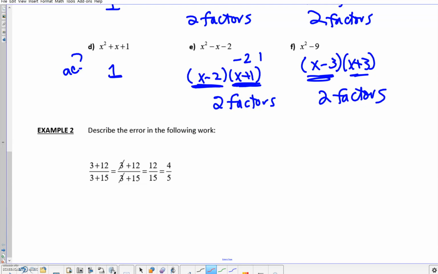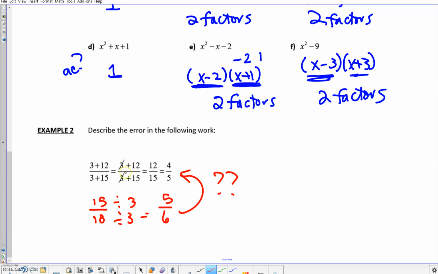So example 2 says to describe the error in the following work. Here we have 3 plus 12 over 3 plus 15. And then we have our 3 over 3. So yeah, that makes a 1, right? So those are canceling to be 1. You get 12/15. And that reduces: 3 goes into 12 4 times, and 3 goes into 15 5 times, so 4/5. But is that right? 3 plus 12 is 15. 3 plus 15 is 18. And then I could divide both of these by 3 and get 5/6, which is not the same here. So what was wrong?